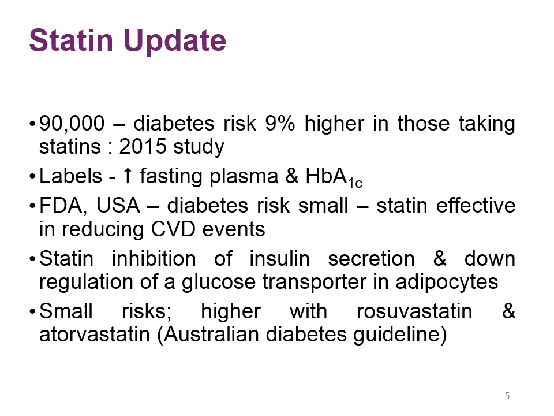Fortunately, the diabetes risk is small in these cases, and statin, of course, is very effective in reducing cardiovascular disease events. So statin inhibits insulin secretion and downregulates a glucose transporter in adipocytes. That's how statin works to increase the fasting plasma glucose as well as the HbA1c. So as you can see, for statin, it's actually a smaller risk with all types of statin, and it's higher with rosuvastatin as well as atorvastatin. So this is according to the Australian Diabetes Guideline.